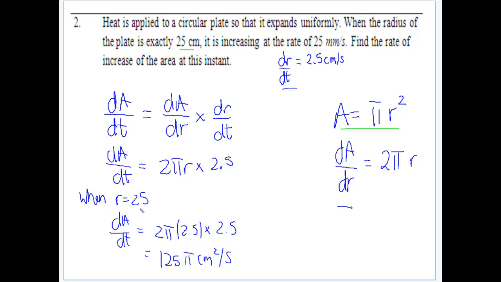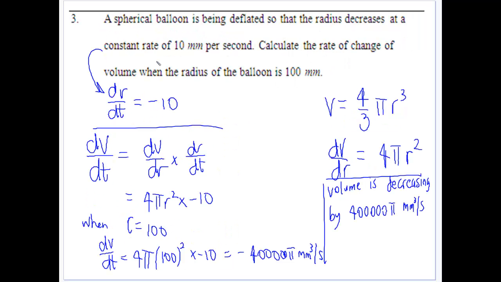And then when r is 25, we do our substitution and clean it up to get 125 pi centimeters squared per second. Notice we want the rate of change, and the rate of change is always in terms of t, but we haven't got an expression for A in terms of t, only A in terms of r, so we have to do that manipulation.